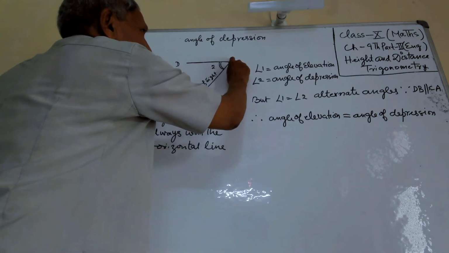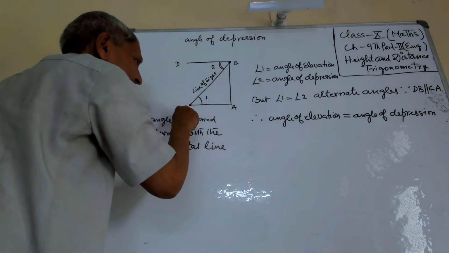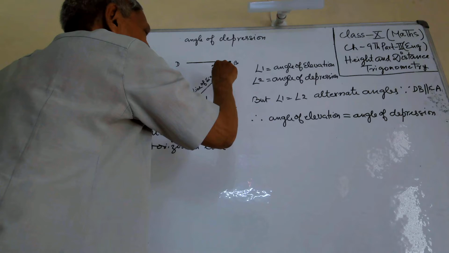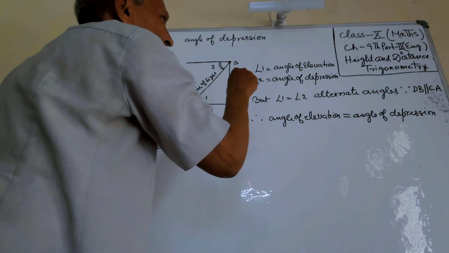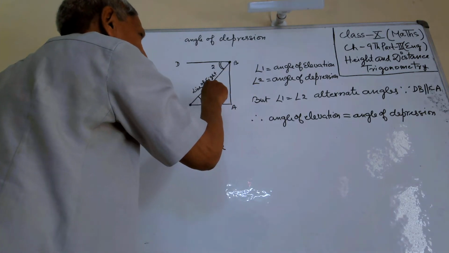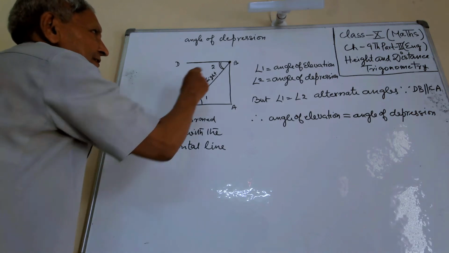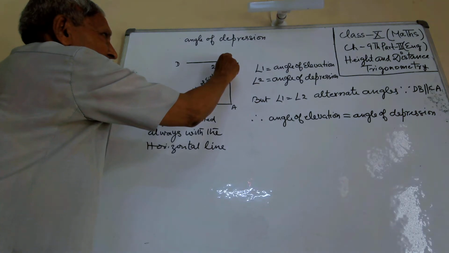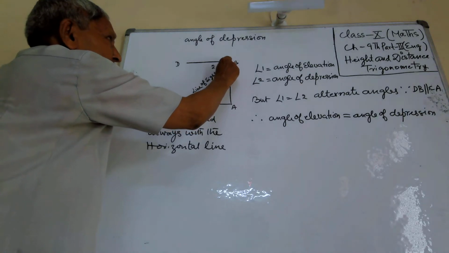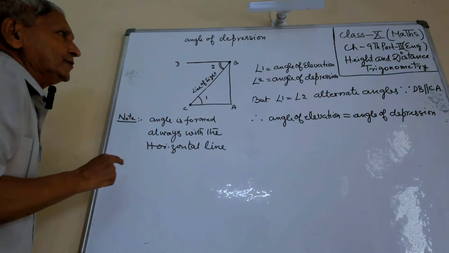When a man is standing at point B and he is looking down, then the angle that is formed is the angle of depression. And as I have said, the angle is always formed with the horizontal line. The man is standing at point B, the line is DB. So therefore angle 2 is the angle of depression.